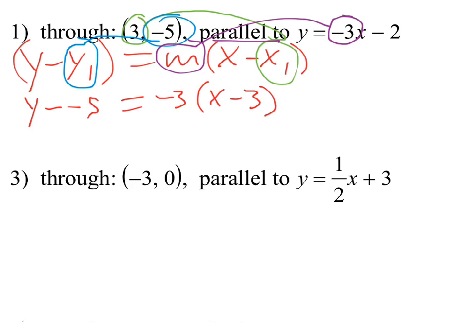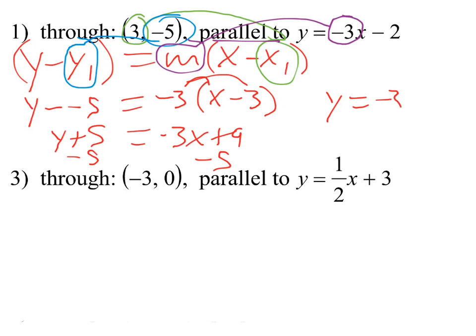And now we have to get y by itself, and we're supposed to simplify it down, so distribute that negative 3. We'll get negative 3x plus 9. And then on the left side we have y plus 5. So we're going to get y by itself by now subtracting 5 from both sides. We have y equals negative 3x plus 4. And that's it for that one.